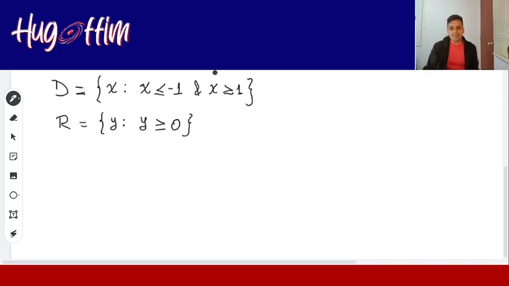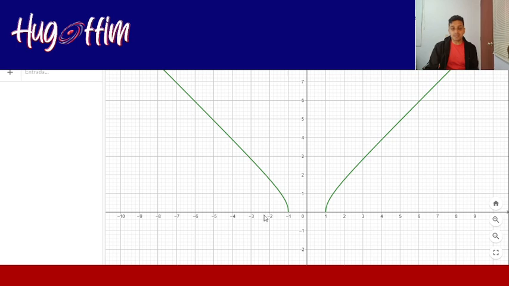Now, this is the way we can identify the domain and the range by using a graph. If you have a graph, this is what is expected that you can do to identify domain and range. Look, this is a function, because for one element of the domain, for one element of x, I have only one element of y.